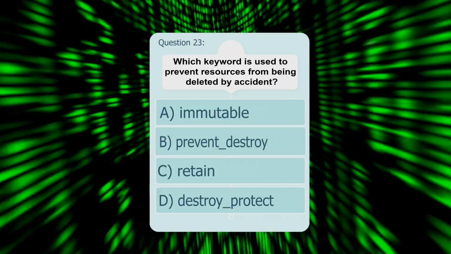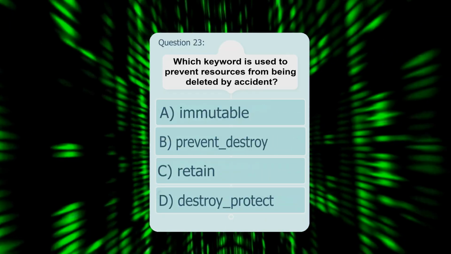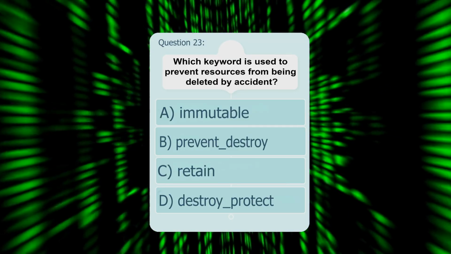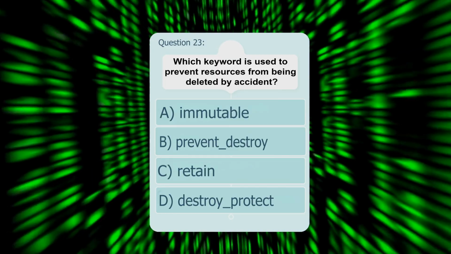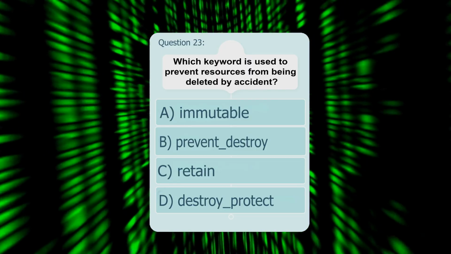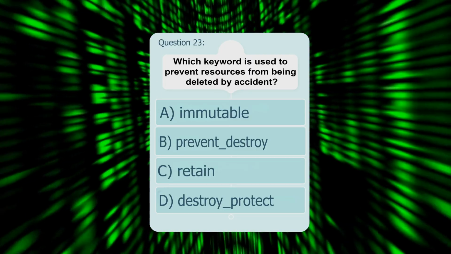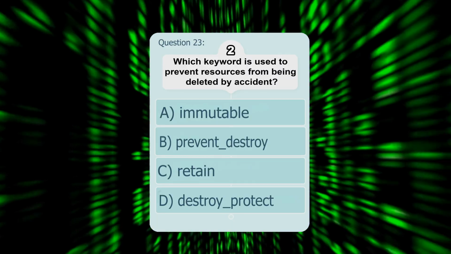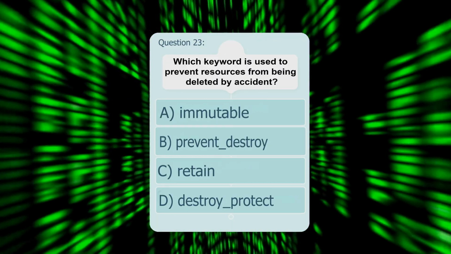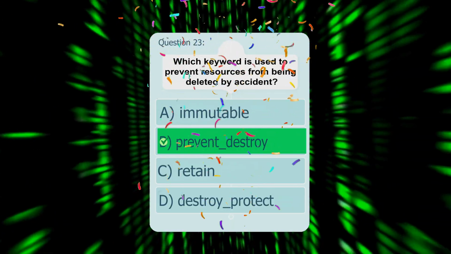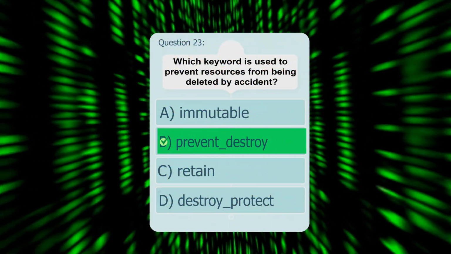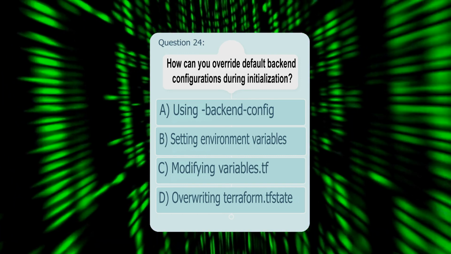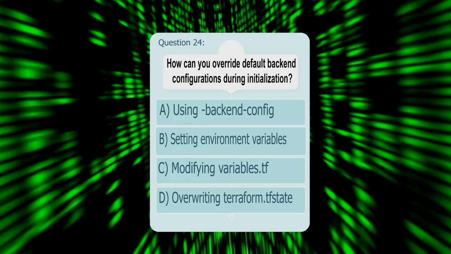Question 23. Which keyword is used to prevent resources from being deleted by accident? A. Immutable. B. prevent_destroy. C. Retain. D. destroy_protect. Answer. prevent_destroy.